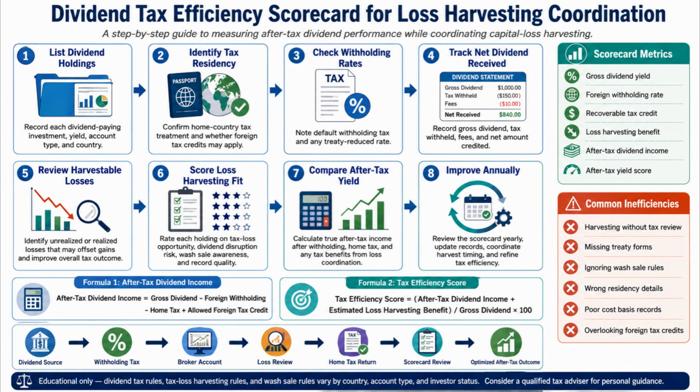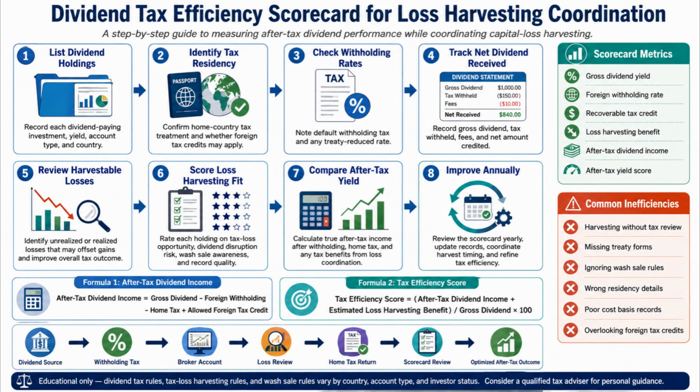In this video, we will discuss the Dividend Tax Efficiency Scorecard for Loss Harvesting Coordination. When investors receive dividends and also manage capital losses, the goal is not only to earn income, but to understand the real after-tax result. Dividend tax efficiency becomes stronger when withholding tax, home country tax, foreign tax credits, and loss harvesting opportunities are reviewed together. This scorecard helps investors measure what they actually keep after taxes and where improvements may be possible.